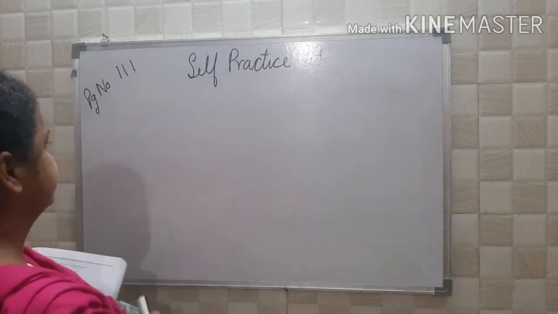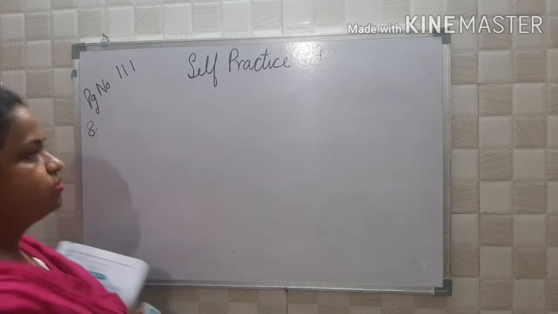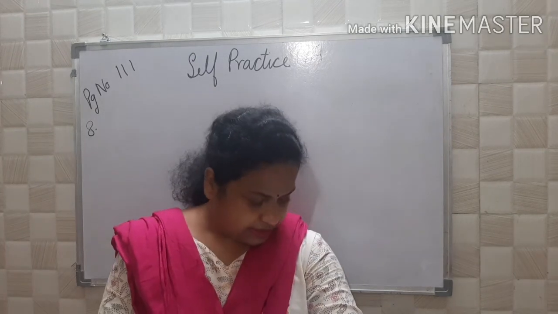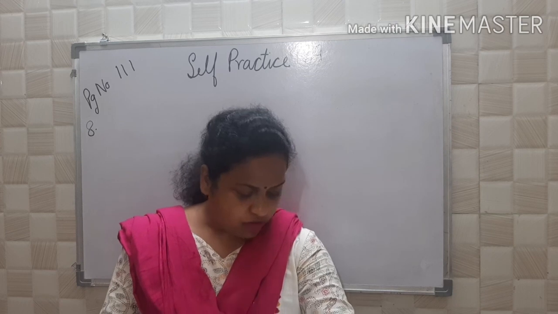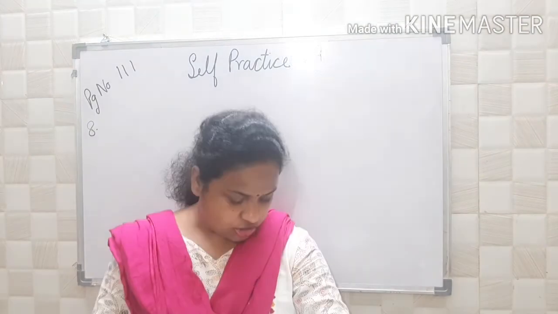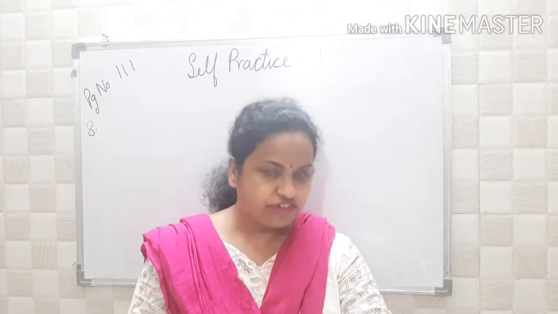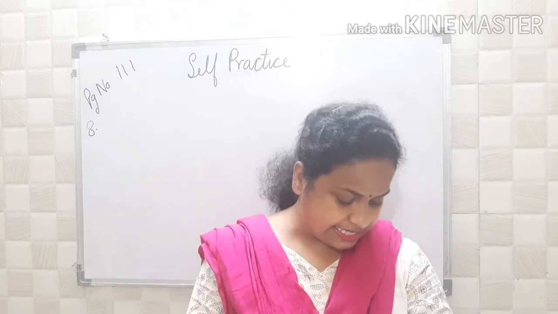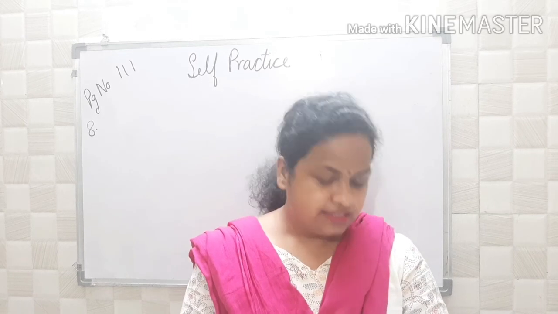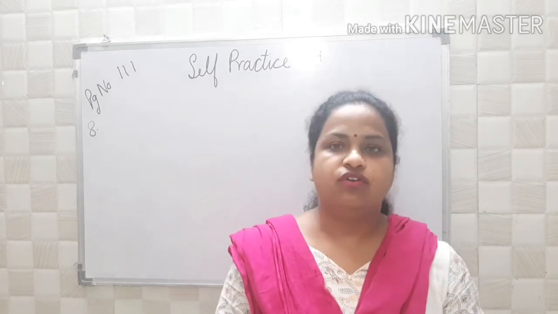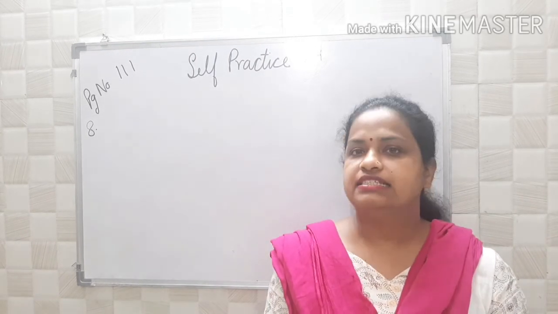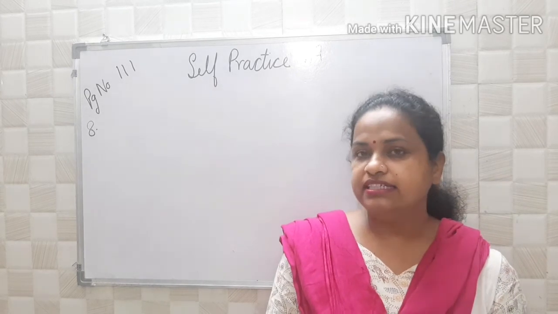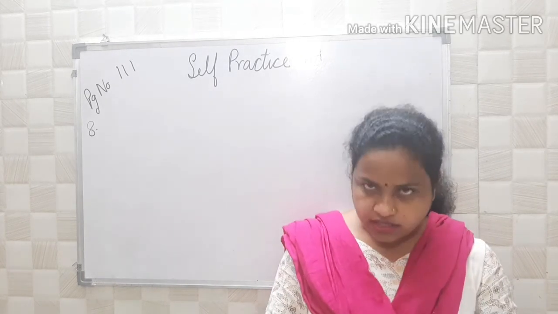Now, see what is there in question number 8. The sides of a triangle are in the ratio 1 is to 1.5 is to 2 and its perimeter is 18 centimeter. Find the length of each side. What you have to find? Length of each side. And what is perimeter? Perimeter is sum of all the sides.